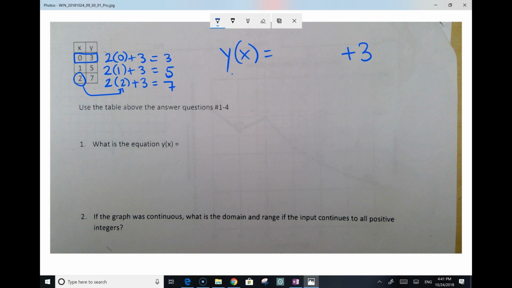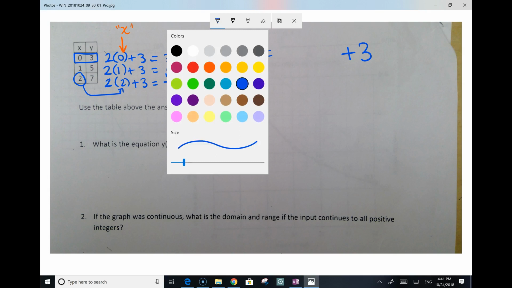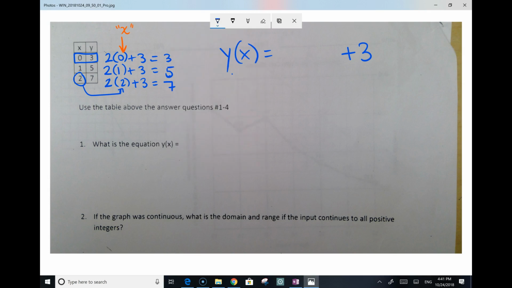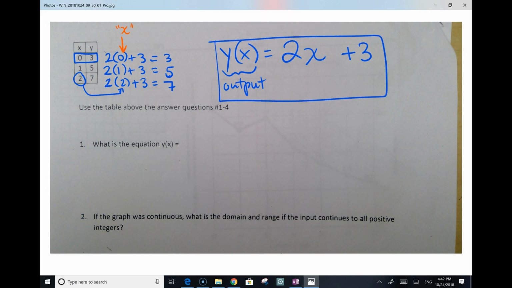So I got it. In other words, remember that all of these numbers inside the parentheses represent our input, or our x. Then all I have to do to complete the function is say y of x is, to get your output, which is this over here, double the input, or multiply x by 2, and then add the 3. And that would be how you get the function. Okay, that's number 1. Bit of a lengthy explanation there. Hope I didn't wear you out by it, but I wanted to give you something to think about.